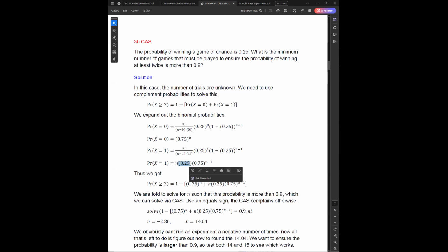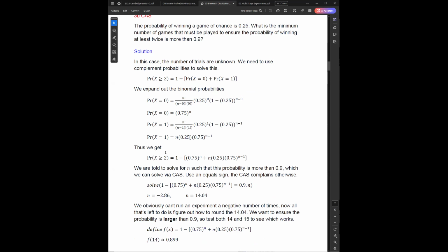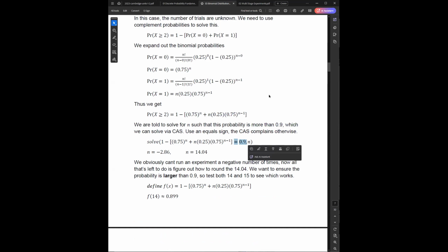And everything else is simplified as it needs to. So if we recall what we were actually trying to achieve, it was 1 minus the x equals 0 and the x equals 1. This one's the x equals 0. This one's the x equals 1. Plug them in and then chuck it into a solve.